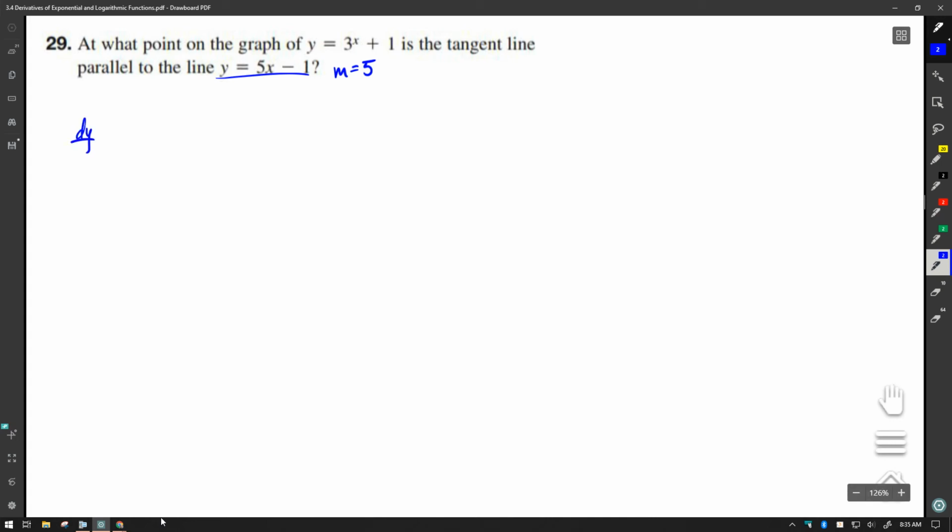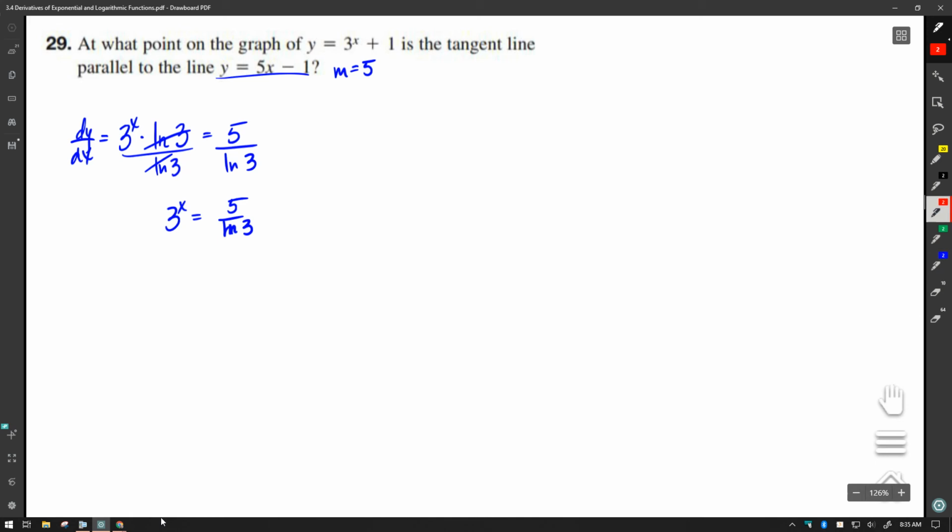So we want to find dy/dx there. dy/dx is going to be the derivative of 3 to the x, which will be itself times the natural log of the base, and then the derivative of 1 is 0. We're going to take this and set it equal to the slope 5. Then we'll go through our properties of logarithms to solve for x. Step 1, divide both sides by natural log of 3. Next, that says 3 to the x is equal to 5 over the natural log of 3.